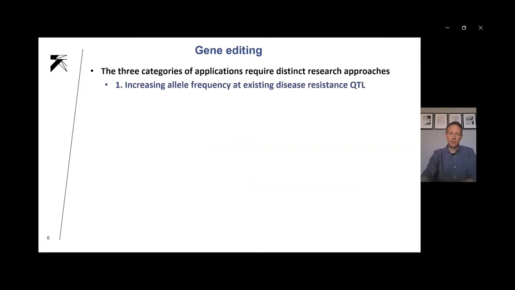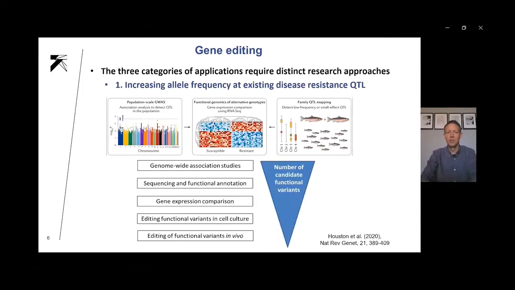So we'll take each of these categories separately. They do require quite distinct research approaches. So the first of which, looking at existing disease resistance QTL.